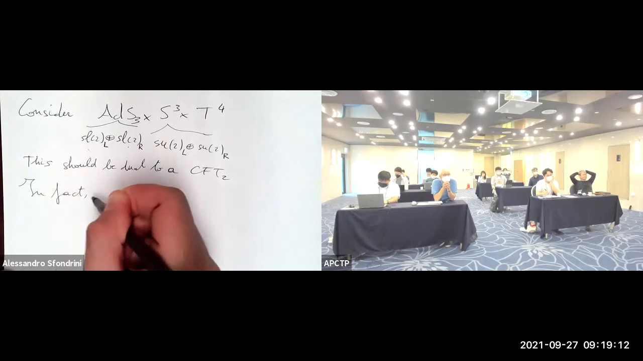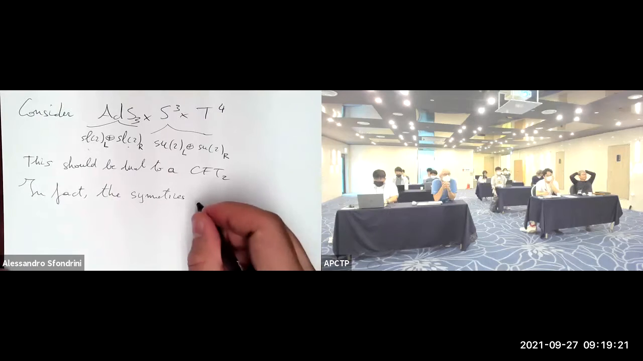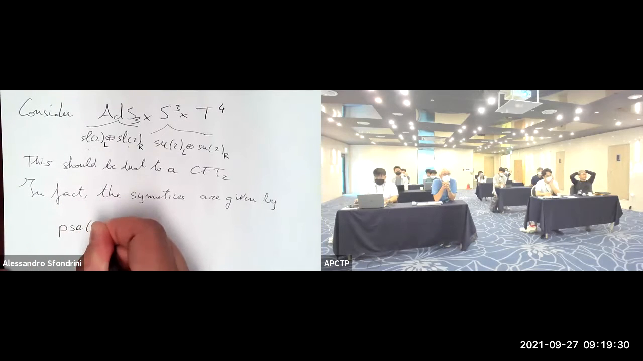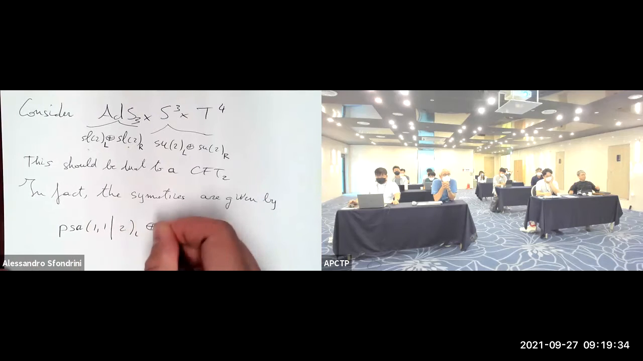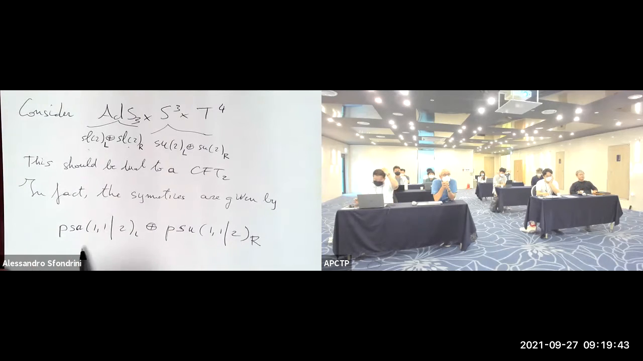In fact, the symmetries are actually given by a superalgebra: PSU(1,1|2) left and PSU(1,1|2) right. This means that it is a superalgebra which has an SU(1,1) part, which is basically the SL2 part, and an SU(2) R-symmetry algebra, and then it has 8 real supercharges, and there are as many real supercharges in the right part of the algebra. Okay, so this is the picture of the theory, and what is maybe a little bit unexpected for people that are familiar with AdS5 is that this theory has lots of parameters.